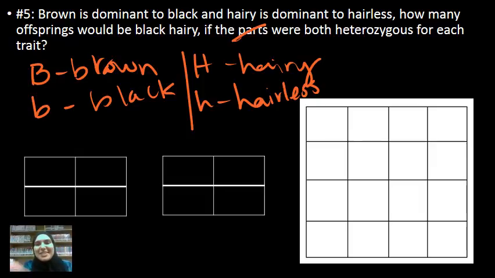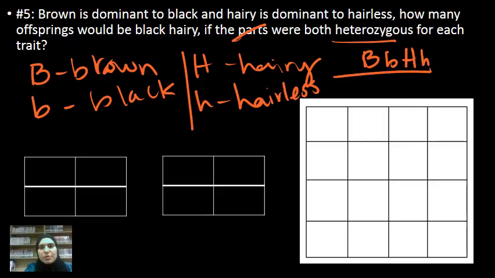If we look back at the question, it tells me both of them are heterozygous. So both parents are going to be capital lowercase, capital lowercase. That's one of my parents. Capital lowercase, capital lowercase. Here's my other parent.